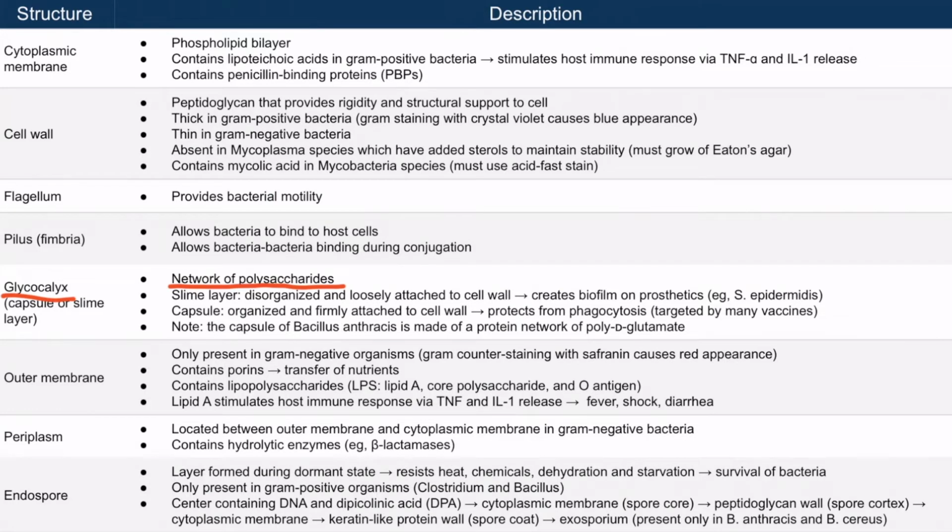However, there's one exception to this. It's the capsule of Bacillus anthracis. This isn't polysaccharides, it's actually a network of proteins called poly-D-glutamate. But otherwise, just assume that the glycocalyx is a network of polysaccharides.